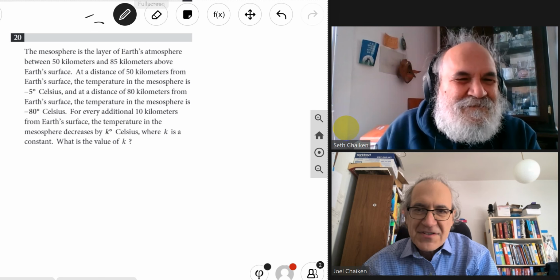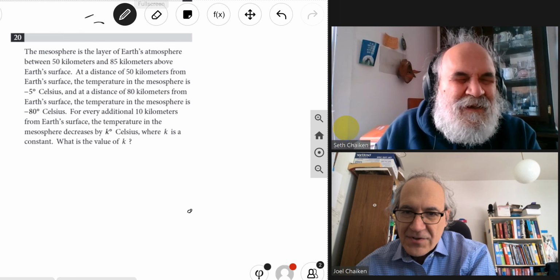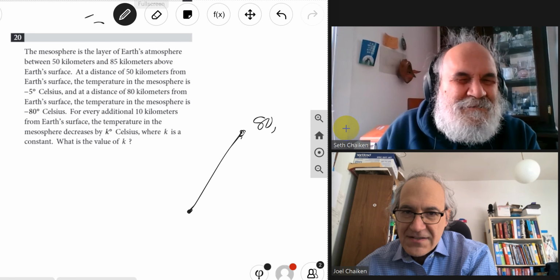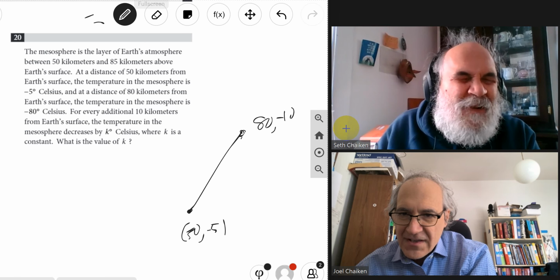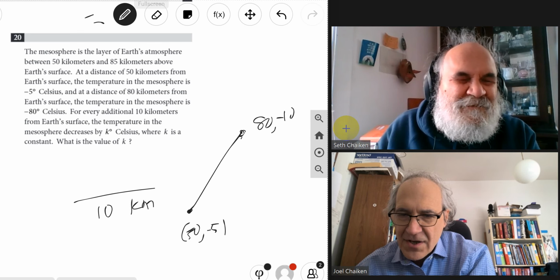Well, isn't that just the slope? We can draw a little picture. Up here at 80, it's -10. And down here at 50, it's -5. And they're asking for every additional 10 kilometers, so we're going to need a 10 in the denominator. What is the change in temperature?